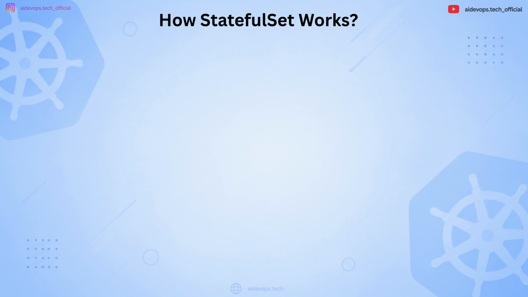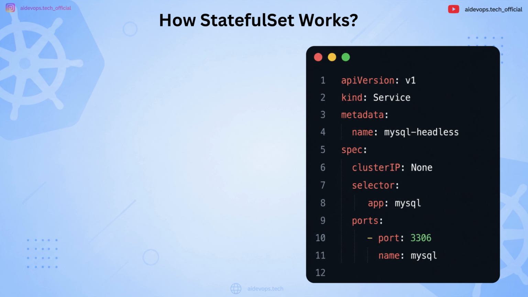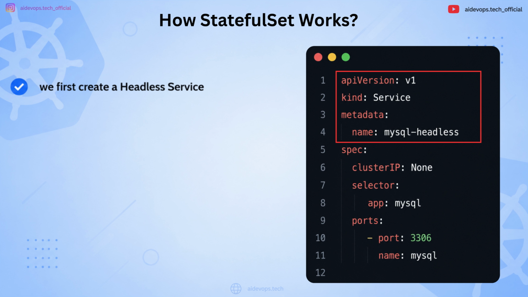Now let's see how a StatefulSet works. Before creating the StatefulSet, we first create the headless service. Unlike a normal service, a headless service does not provide a single IP address, but it gives each pod its own unique DNS name that allows you to communicate with a specific pod directly. And after that, we will create the StatefulSet.